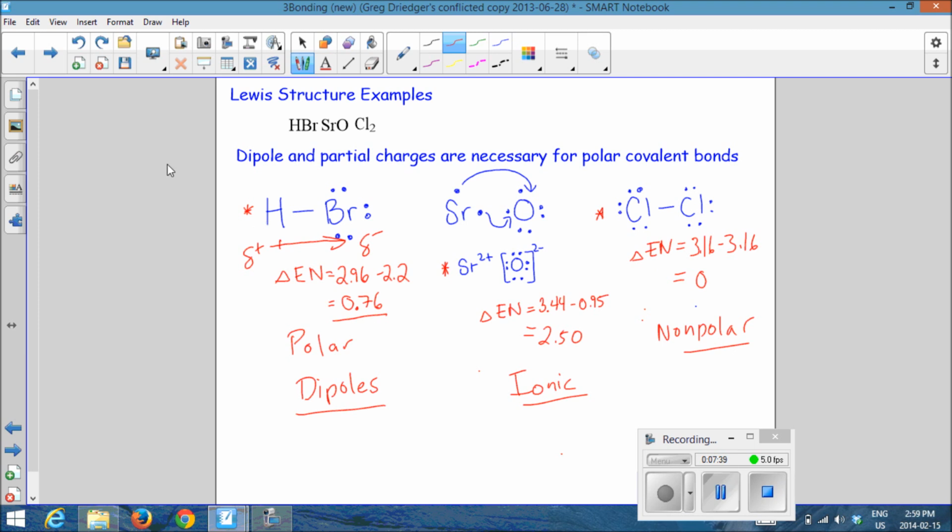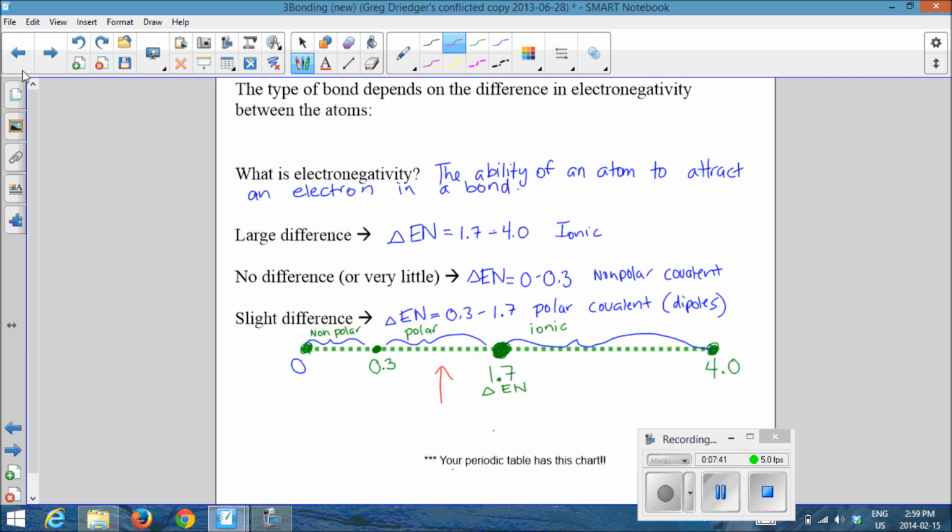Remember one more thing: you do have a chart on your periodic table. You have this chart right here. You can look at it. You don't have to record this. We'll talk about that more tomorrow.